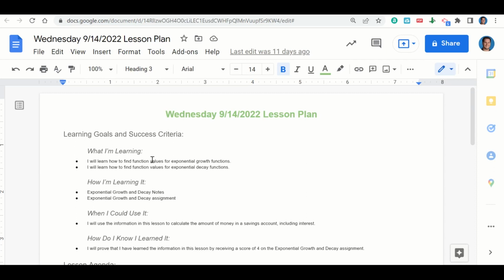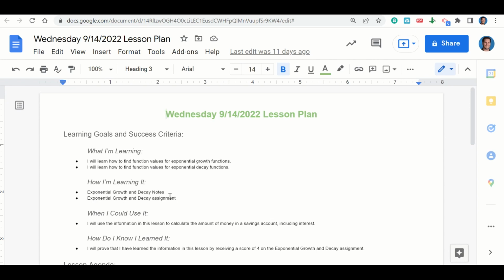First, what are we learning? We're learning how to find function values for exponential growth functions, and we're learning how to find function values for exponential decay functions. How are we learning it? Through the exponential growth and decay notes and the exponential growth and decay assignment.